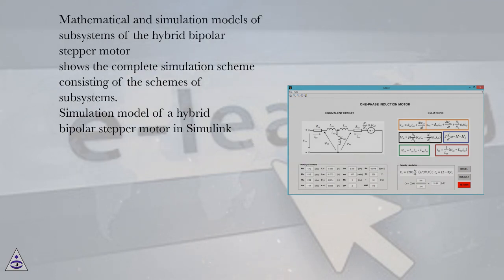Mathematical and simulation models of subsystems of the hybrid bipolar stepper motor. Shows the complete simulation scheme consisting of the schemes of subsystems. Simulation model of a hybrid bipolar stepper motor in Simulink.